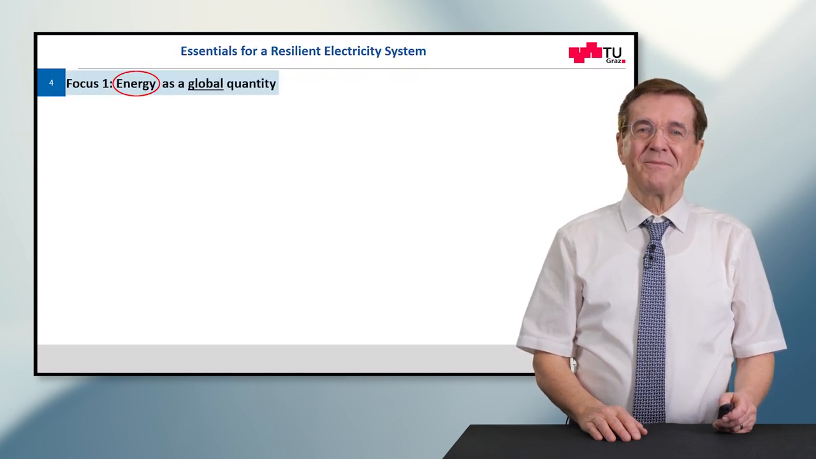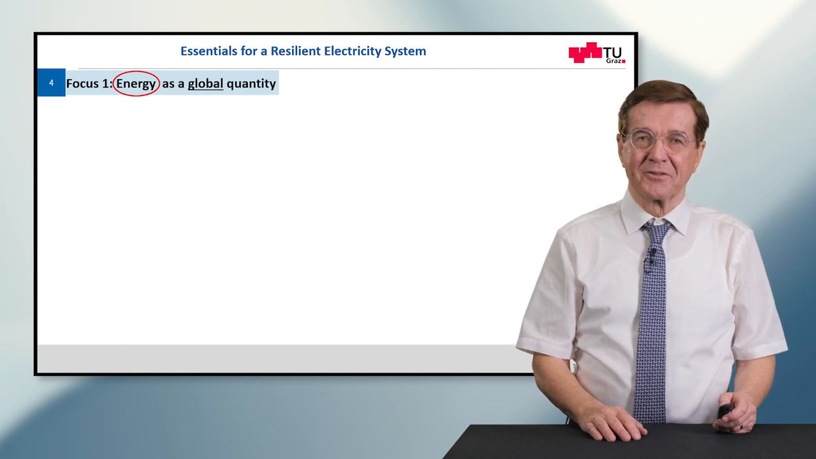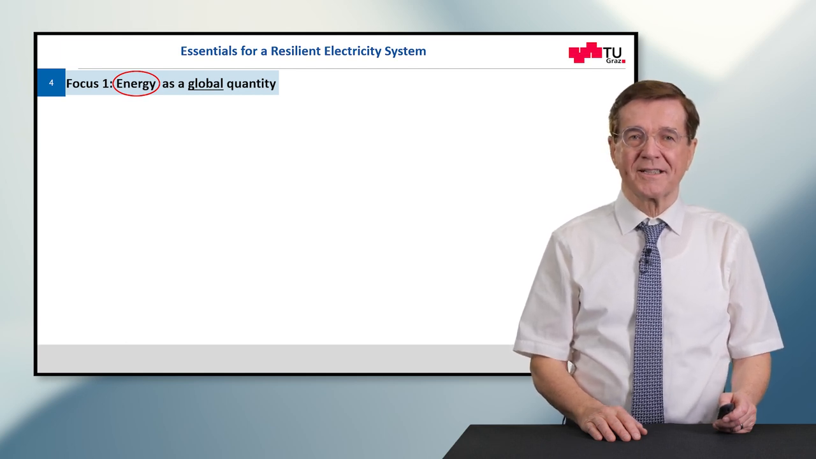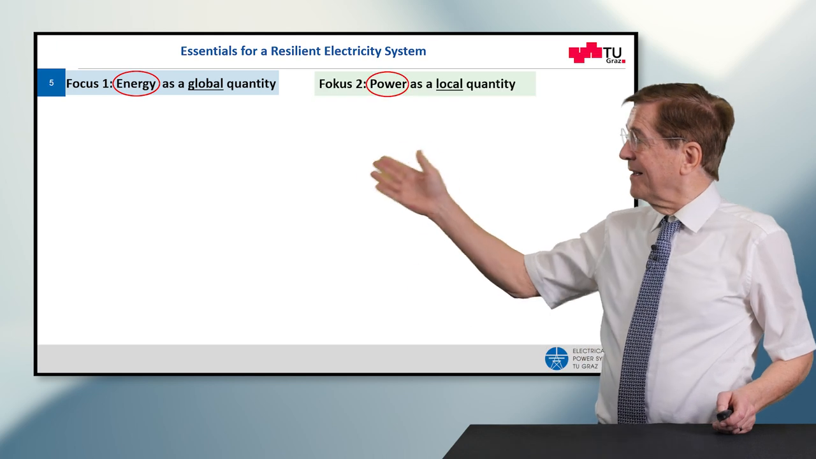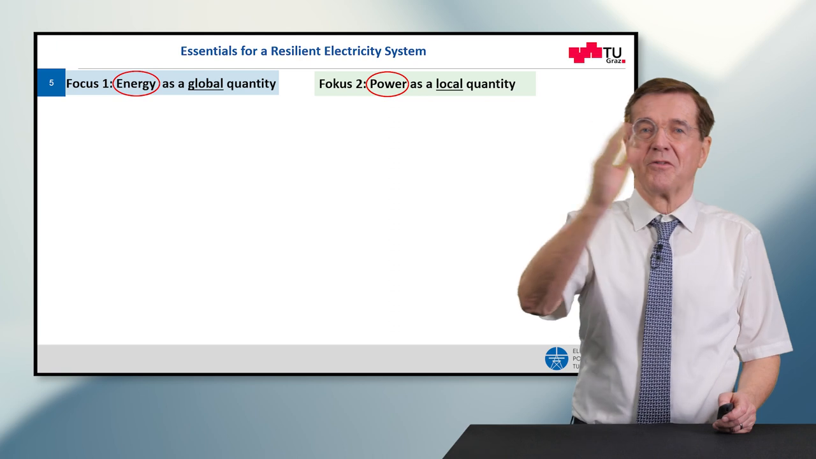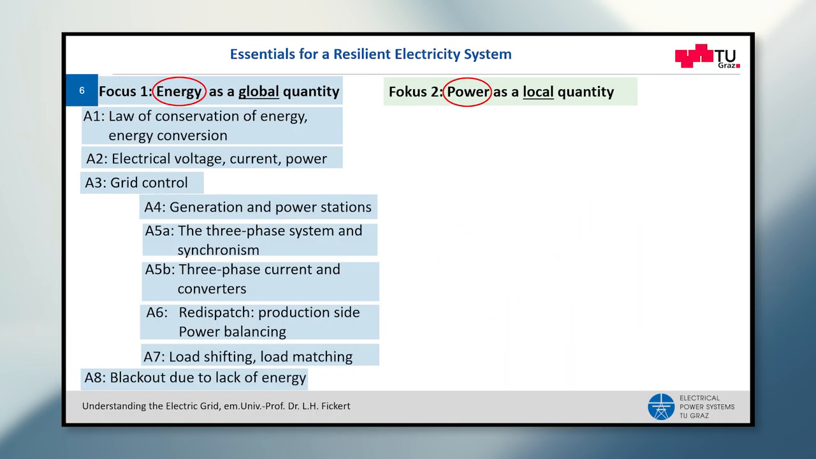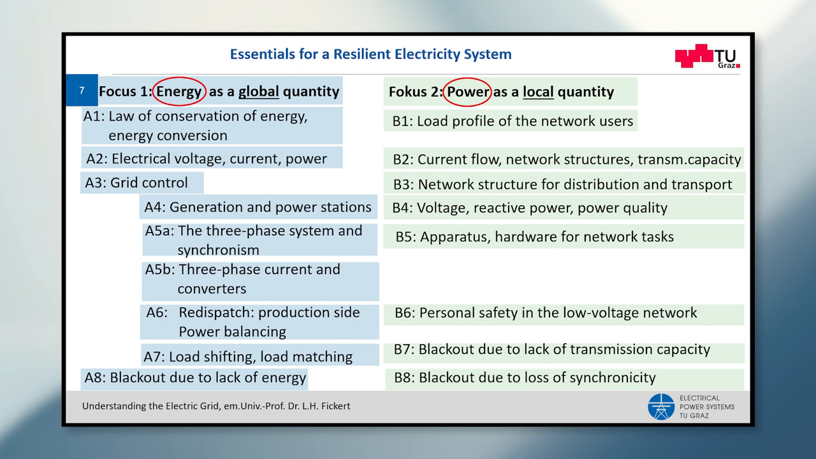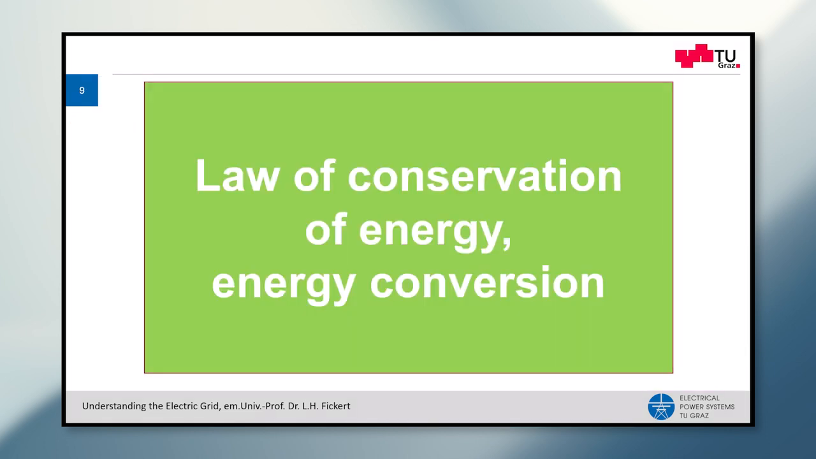So there are two streams to explain the electric grid. One is energy as a global quantity, and the other one is power as a local quantity. So global versus local. And for the sake of completeness, I show you which chapters must be dealt with to understand this wonderful complex of the electric grid. But today we concentrate on the law of conservation of energy, energy conversion, and now let's get started.